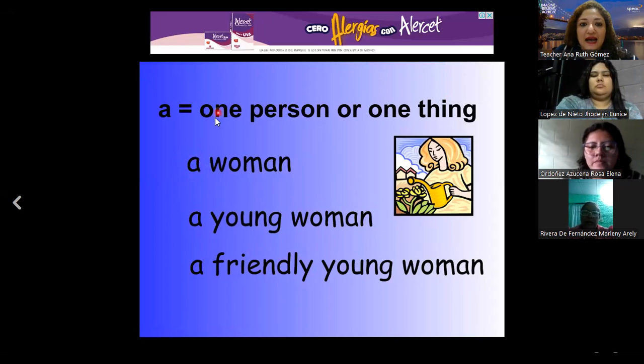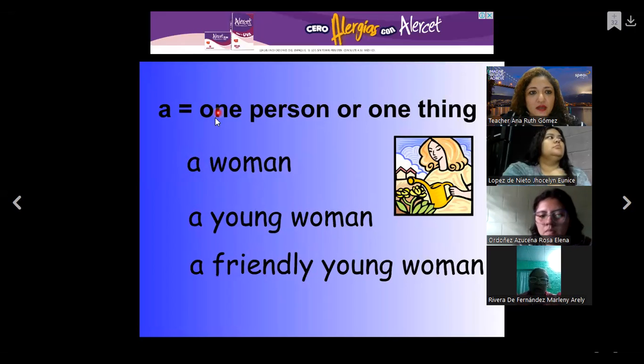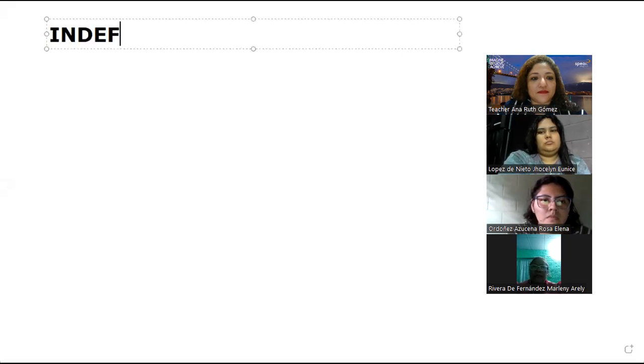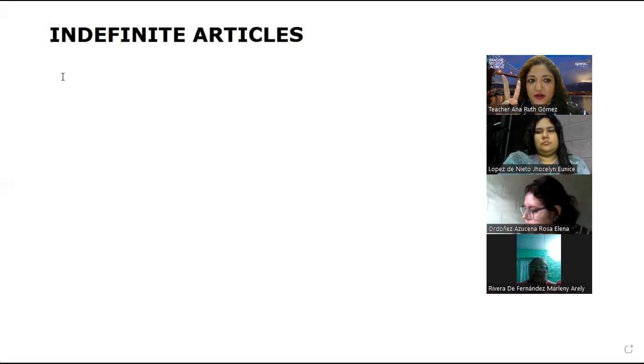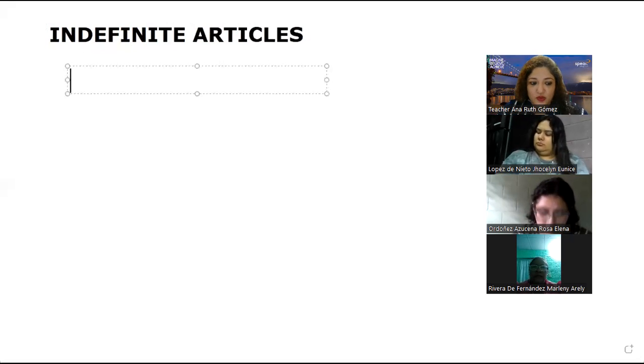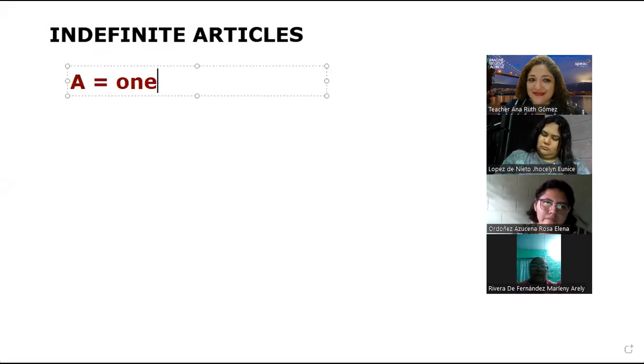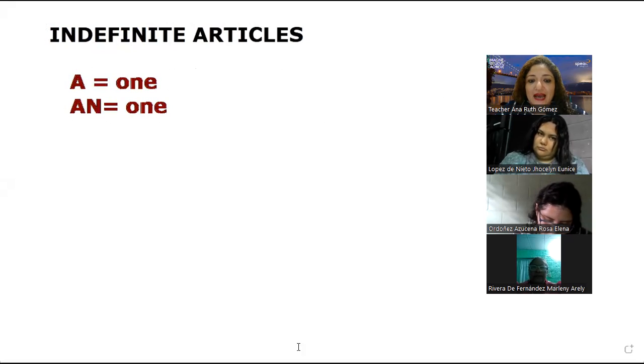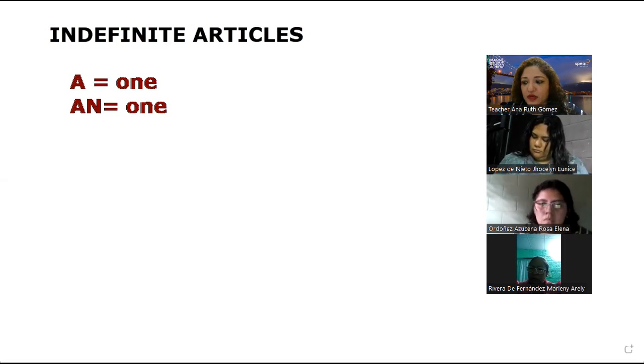So we use a and an. These are in English the indefinite articles. And we have two indefinite articles. We have a, the meaning is one. And we have an, the meaning is one. A and an, the meaning is one. That is the meaning. Okay, very good.